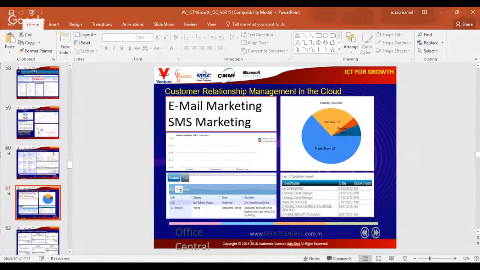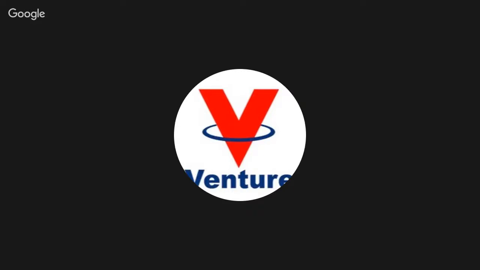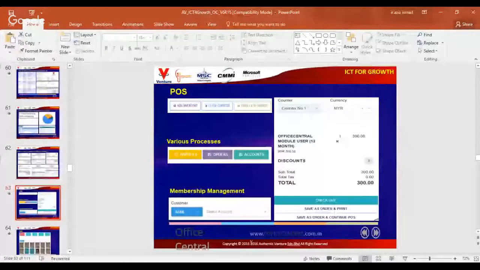And there are various types of CRM formats available if you are from a different industry. Point of sale is another one. That point of sale is also part of the CRM. So basically, you can do your sales like the traditional point of sale, where when you sell, the data is inside the point of sale. In this case, the data is sent to the cloud. Then you can do the analysis of your sales.